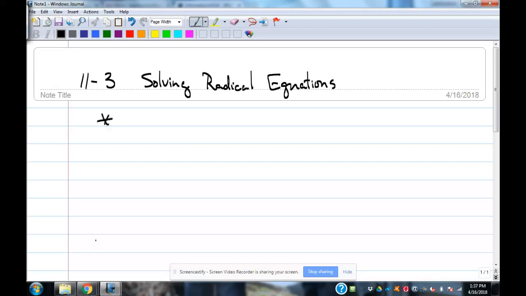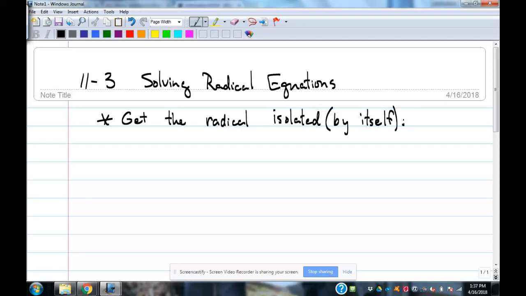The key to doing this is to get the radical isolated by itself first. And if you do that, then these become much, much easier. Okay? If you don't have that isolated, then you're going to have some issues with solving this. Okay? So we'll start with some that already have that radical isolated or are very close to having that done. And then we'll build up to the more difficult problems.